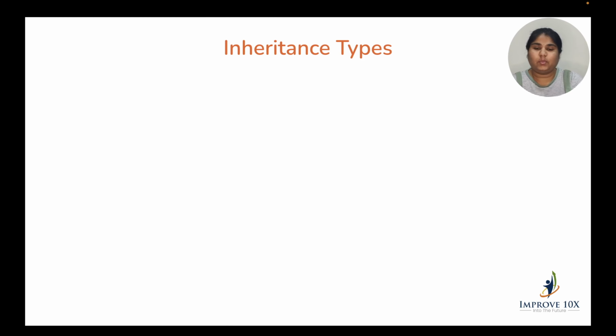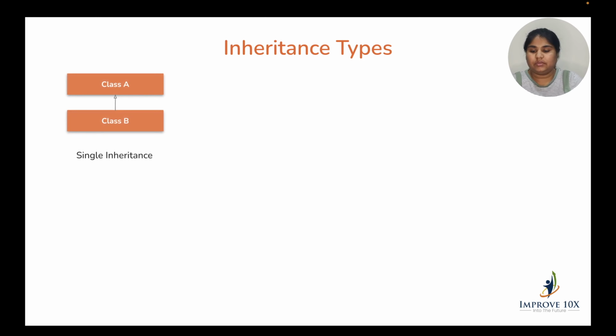Let us discuss the various inheritance types that are supported in OOP languages in general. Coming to the first one, which is single inheritance. In single inheritance, there is one superclass and one subclass, and the properties of class A are inherited by class B.